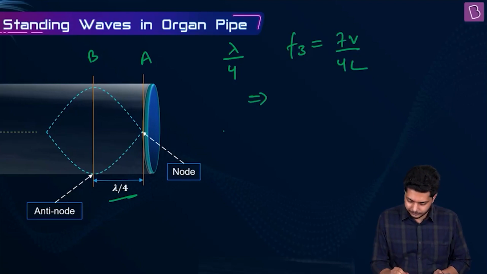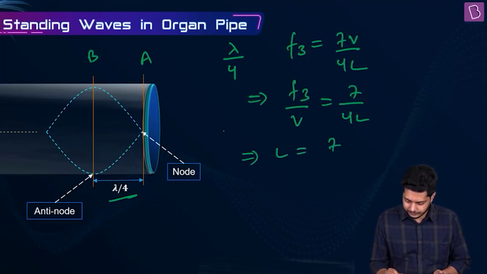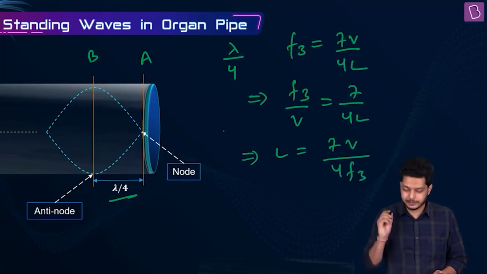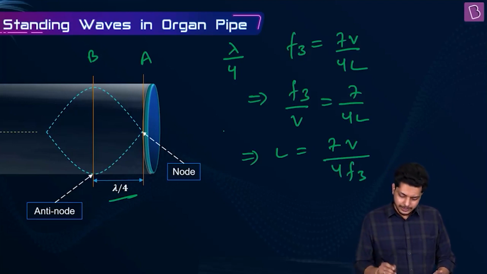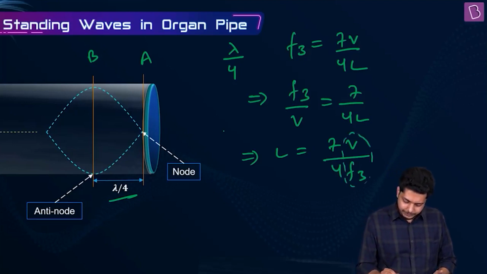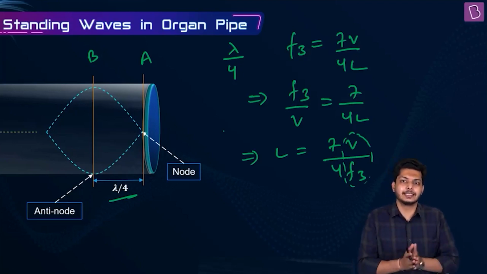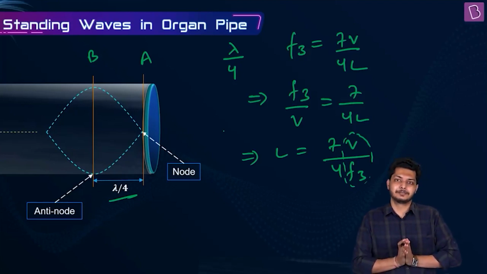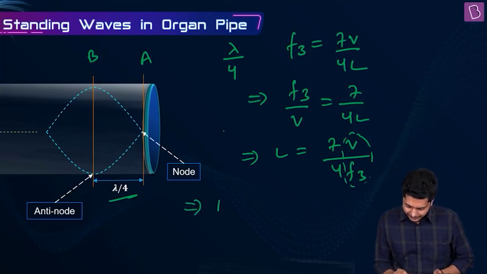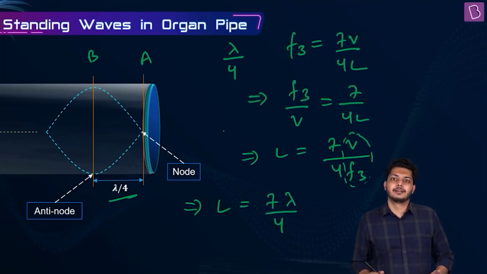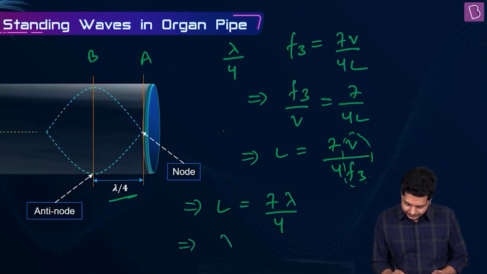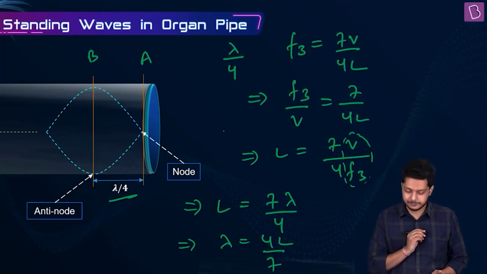If we rearrange it, this will be F3 by V is equal to 7 by 4L, or let's say L equals 7V by 4 F3. Correct? Now, V by F3, if you look at this term, what is velocity by frequency? For a wave, speed by frequency is given as the wavelength of the wave. So we can write L equals 7 lambda by 4, or lambda is equal to 4L by 7.